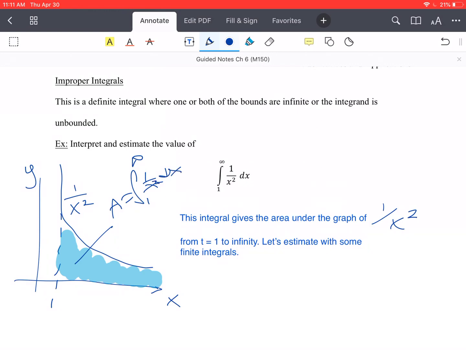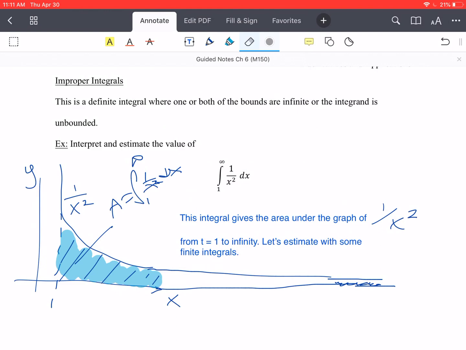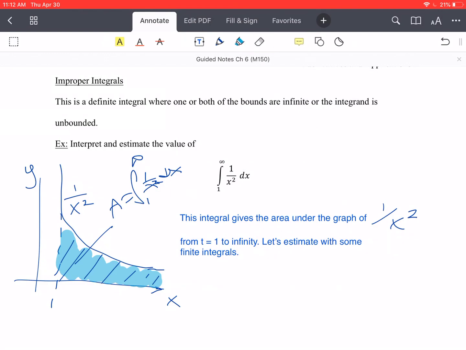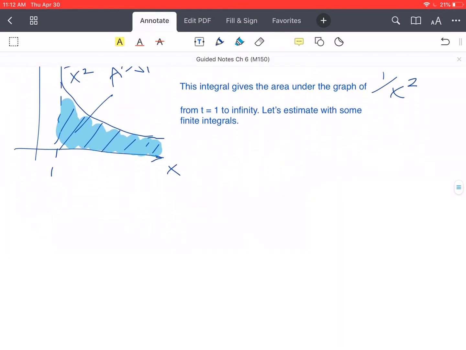But the question is, does this area just keep adding and adding forever and keep growing infinitely large? Or, as we start getting out to the outskirts here, is this function going to get so close to the x-axis that these areas get so small that they really don't contribute anything to the overall area anymore? So that's the question: does this result grow infinitely large, or does it actually stop at a specific value? So let's look at a couple of finite integrals to try this out.